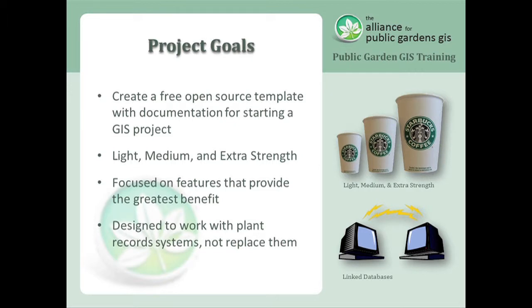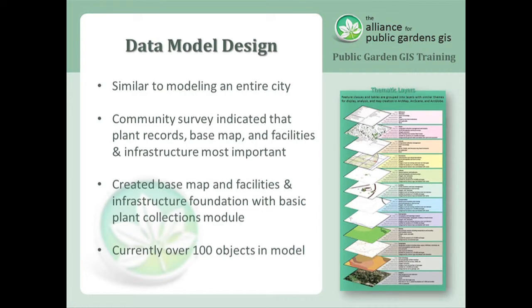Another premise is that we wanted to make the data model work with existing plant record systems. We know that the majority of gardens already have a plant record system like BGBase or something in Microsoft Access or FileMaker that they're really tied to. We wanted to make sure that the data model would work with those systems, so that you can pull in information from those plant record systems linked to the dot that's on your map, and try not to replace them, so that it wasn't asking people to make a huge change to be able to start using it.